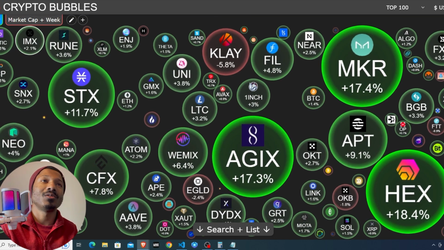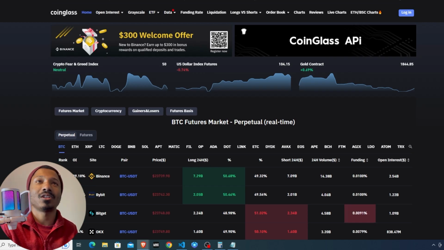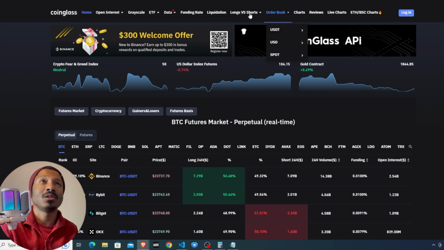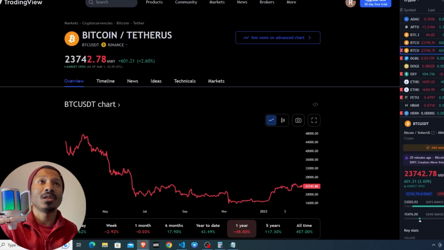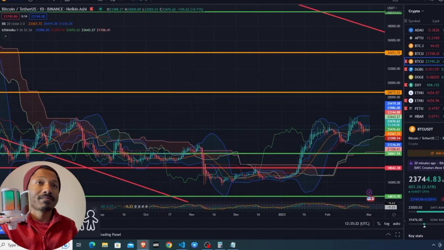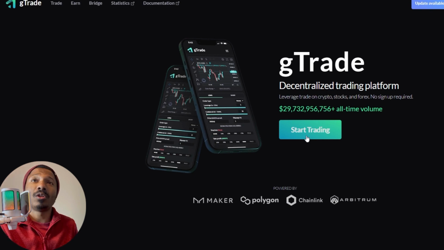We're also going to be using things like CoinGlass to find out what's going on with the market as far as liquidations, funding rates, long versus short ratios and whatnot. And then we'll also be using TradingView as well, of course. But for right now, we're just going to go straight to GTrade, and we're going to look around here.